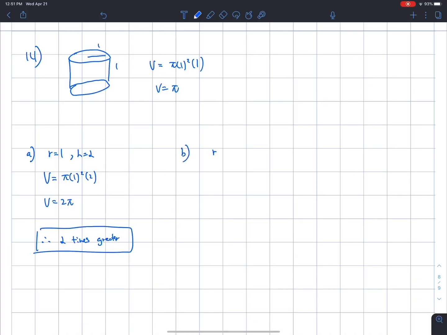B, double the radius, so this time radius equals 2, height is still 1. Volume becomes pi r squared h. You get volume equals 4 pi. So again, you just compare this with the original one, 4 pi to 1 pi, the volume is 4 times bigger.